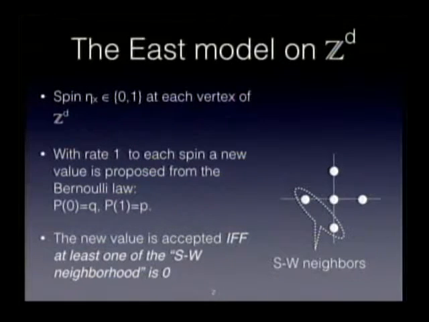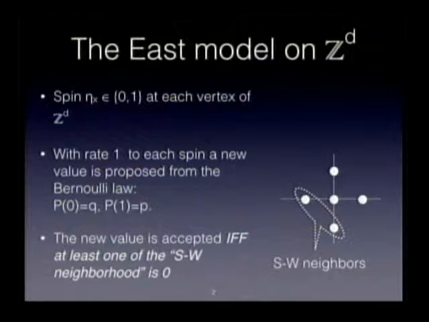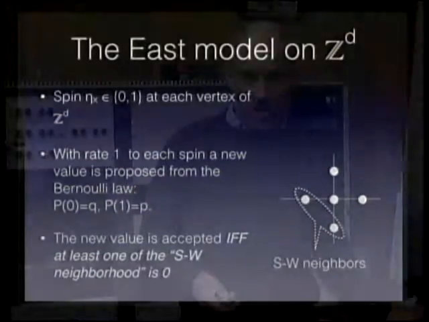So first of all, the message is that the value 0 is the facilitating value for the dynamics. And certain moves are rejected if a constraint is violated, namely if you have two 1s in the southwest neighborhood of the vertex you are trying to update. Other than that, the dynamics is very simple. If you do an update, you do an update according to an independent coin toss, which doesn't look at the rest of the configuration, at the past history or whatever.